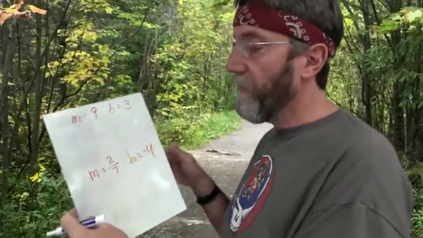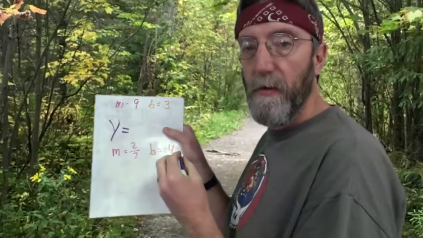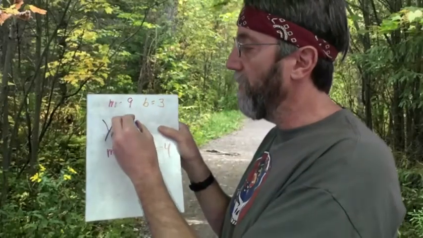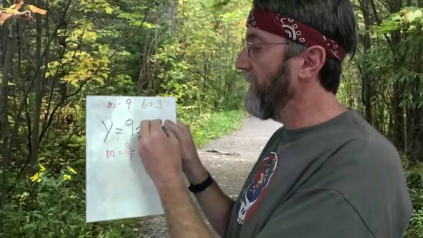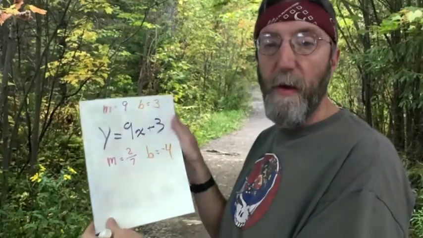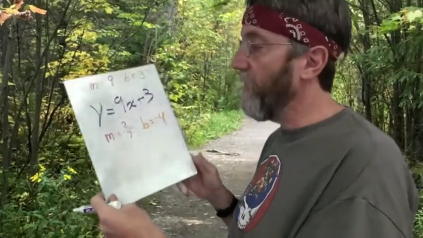Well, here we go. Remember, it starts with y equals the slope times x plus b. You got y equals 9x plus 3. You crushed it. Next one.